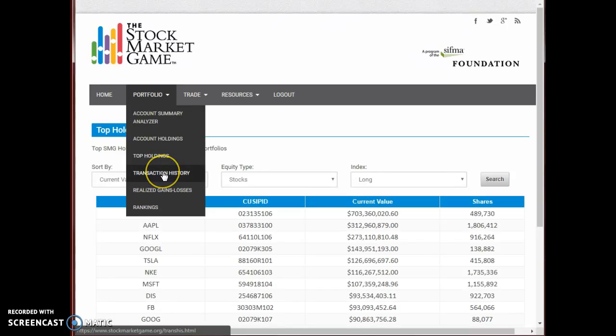You can also look at your personal transaction history and gains and losses, and also your rankings in the competition. Next, I'm going to walk you through how to actually make a trade.